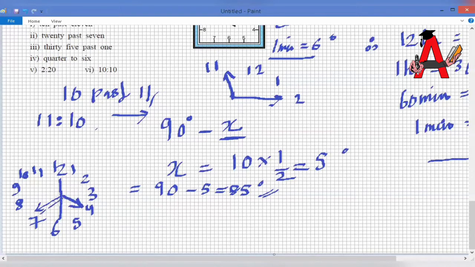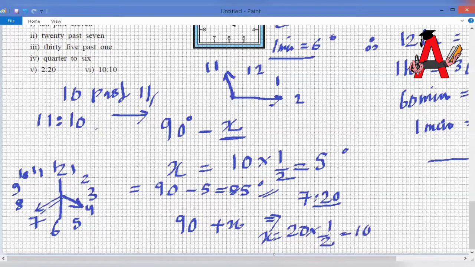So that will be 90 plus something. So in this case, the answer will be 90 plus x. Now how much will that x be? It will depend upon how much I am saying. After 7, I am saying 7:20, which means 20 minutes. And how much will be 20 minutes in terms of hour hand? 1 minute is half degree. So my x will be 20 into half, which is 10 degree. So this 10 degree, if I add to my 90, 90 plus 10 is equal to 100 degree. So the answer for this will be 100 degree, whereas the answer for previous was 85 degree.